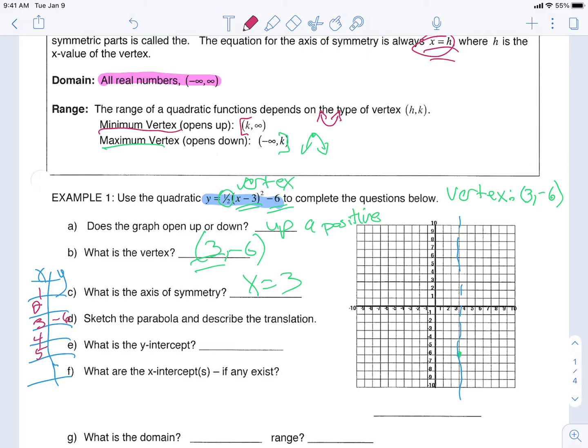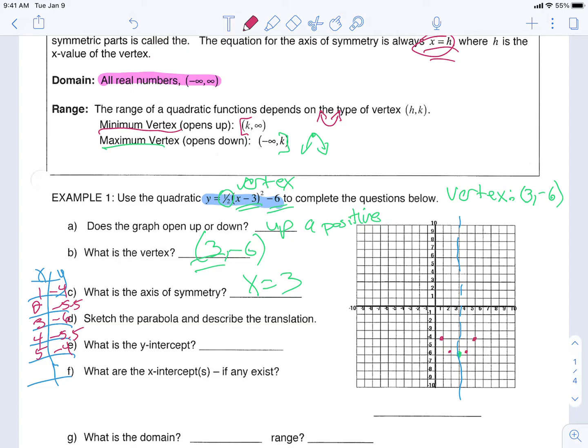So when it's 2, it's going to be negative 5.5. When it's 1, it's going to be negative 4. When it's 4, it's going to be negative 5.5. There's your symmetry. And when it's 5, it's going to be negative 4. So let's go ahead and plot these points here. So 1 is negative 4.